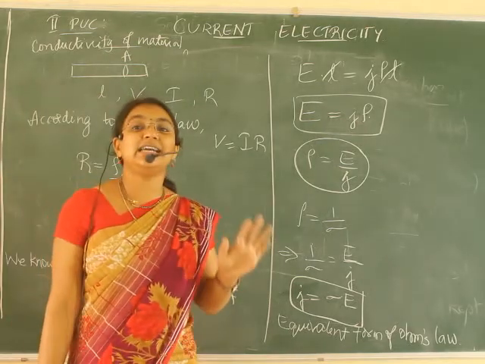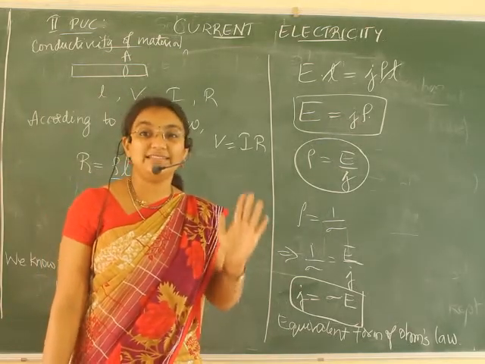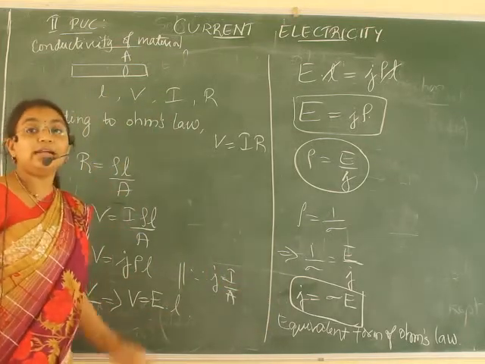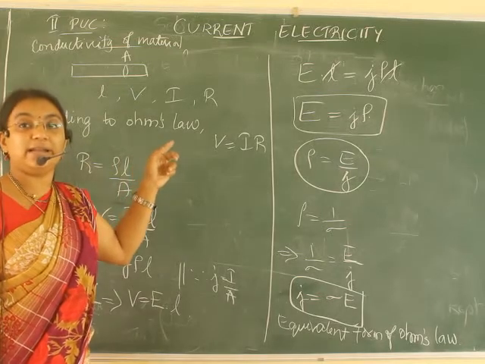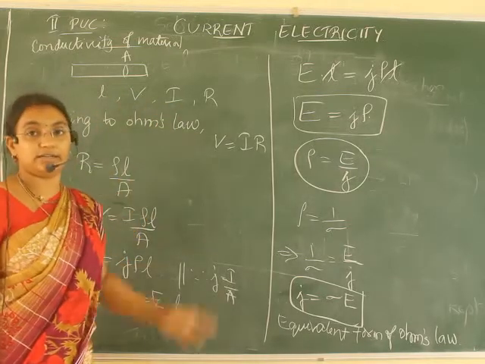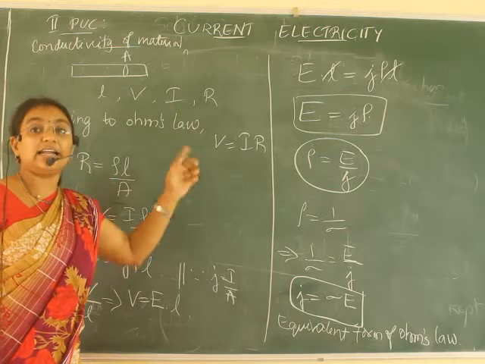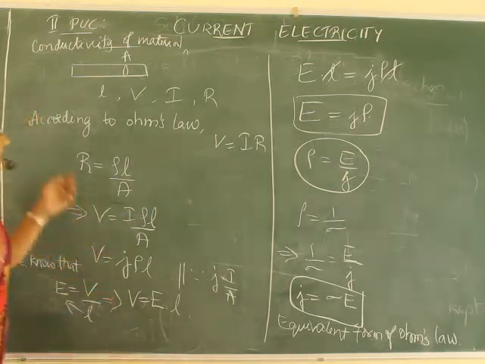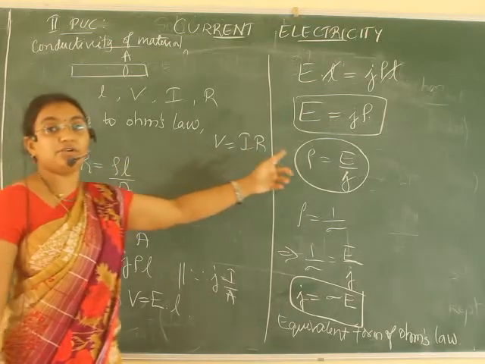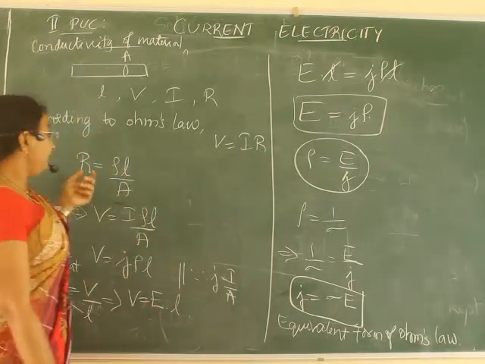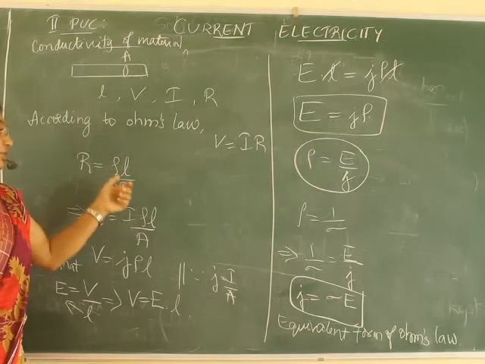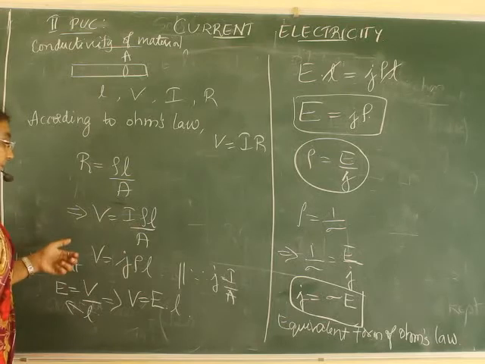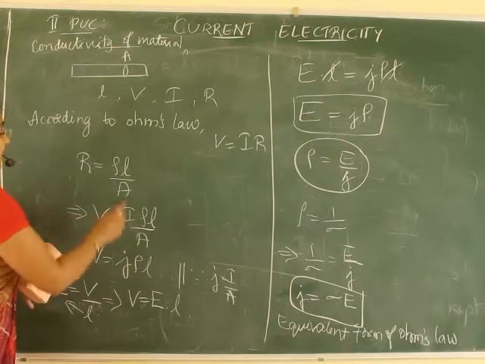Let us consider a conductor of length L and area of cross section A. Let V be the potential difference maintained across the ends of the conductor, R be the resistance and I be the current. According to Ohm's law, V is equal to IR. We know that R is equal to rho L by A, where rho is resistivity of the material. Then substitute in above.